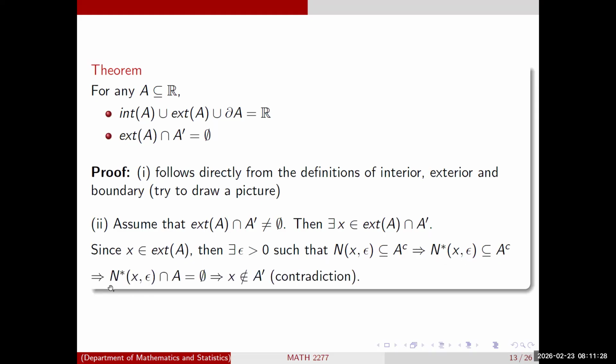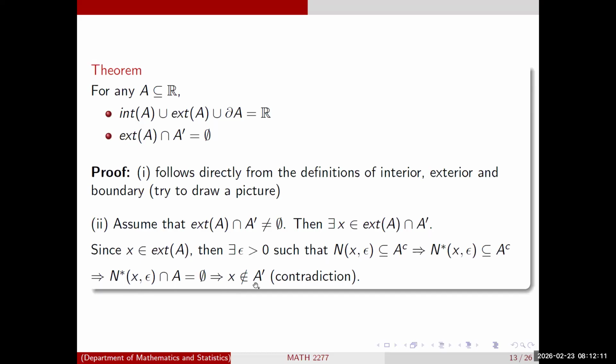Okay, so if the deleted neighborhood is entirely within A complement, then if you intersect this deleted neighborhood with A, that is the empty set. So the deleted neighborhood intersection A is the empty set. That means we have found a radius such that there is a deleted neighborhood around that point that has no points of A, which means that x cannot be a limit point of A.